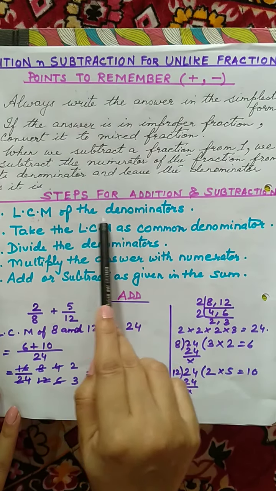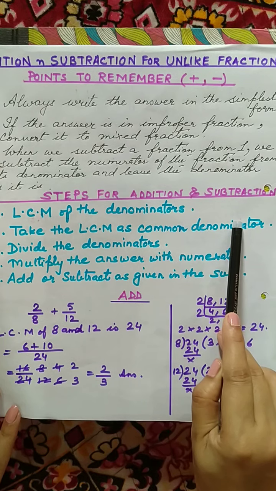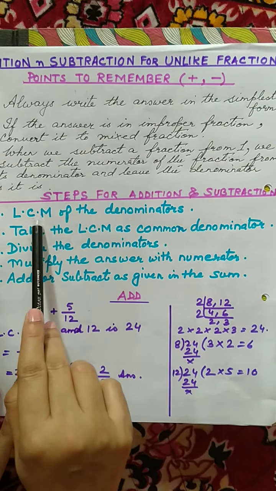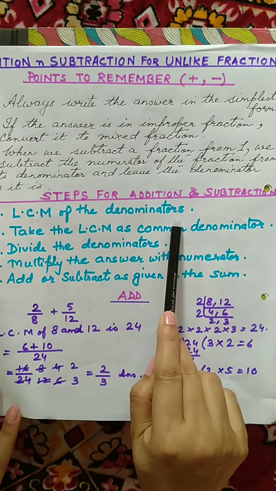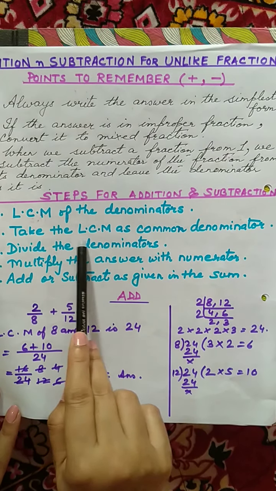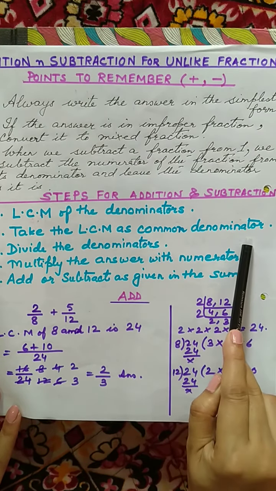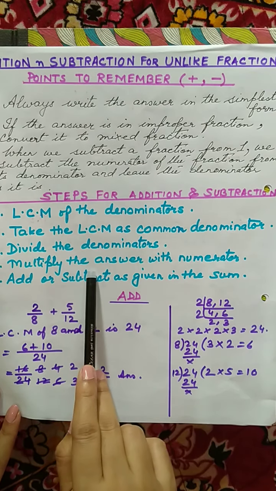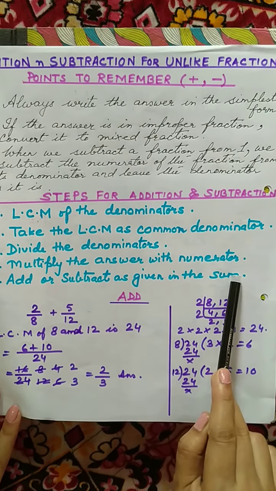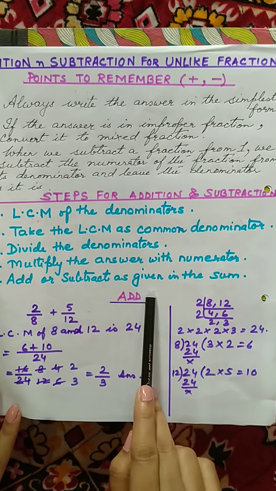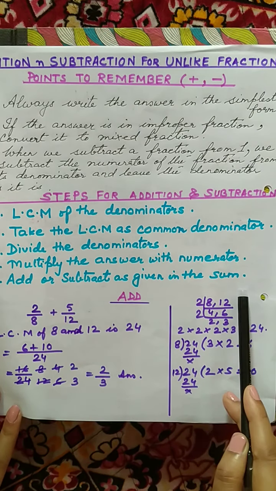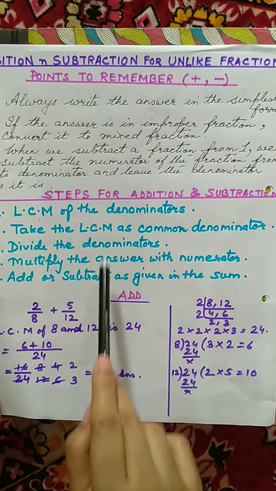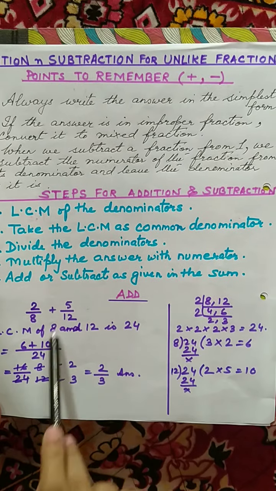Now we have the steps for addition and subtraction. Let us read the steps. First is LCM of the denominators. Then take the LCM as common denominator. Divide the denominators, multiply the answer with numerator, add or subtract as given in the sum. So let us find out how we apply these steps in a sum.